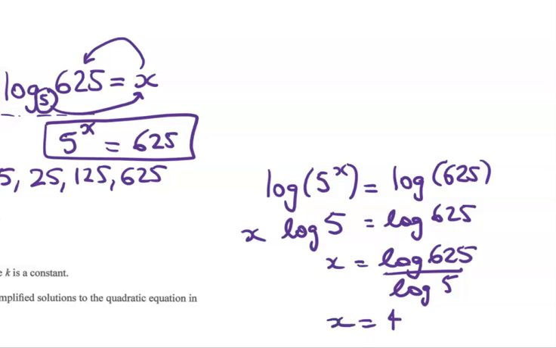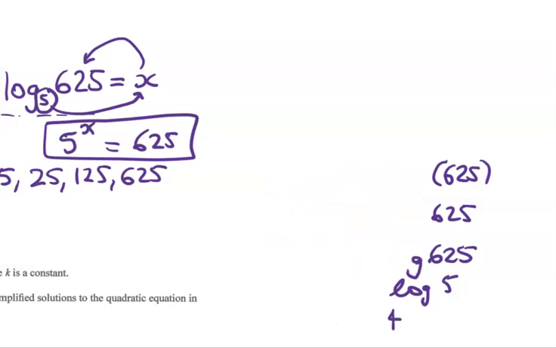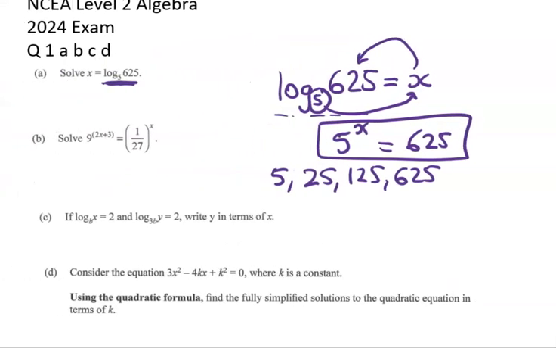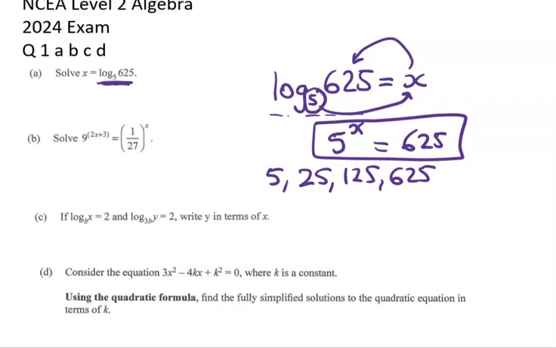Okay, but hopefully most of you didn't need to do that, because that's actually quite a lot of work for the very first question. So most of you probably figured out that 5 to the power of 4 is 625. Right, let's look at question B.